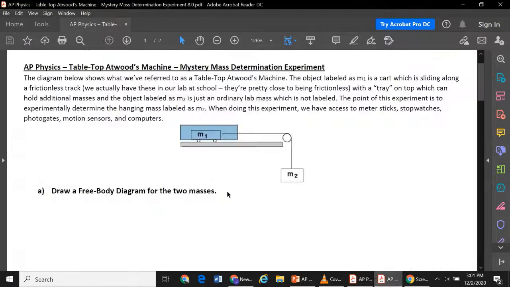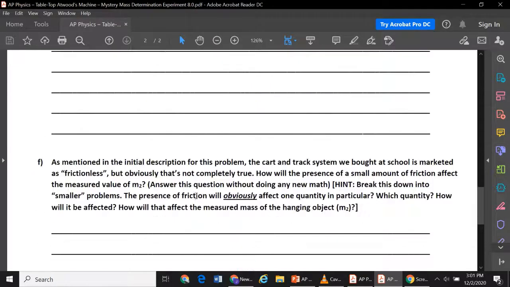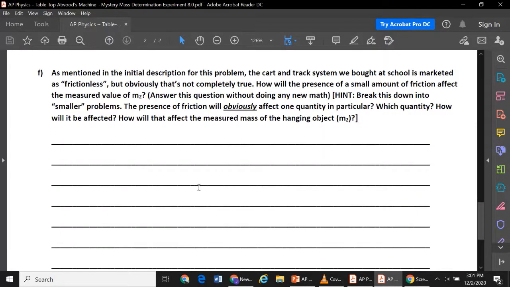Okay, so moving on here to part F, this is the part that's a little tricky. It says here, as mentioned in the initial description for this problem, the cart and track system we bought at school is marketed as "frictionless." But obviously that's not completely true. There is a little bit of friction. And so the big question here is, how will the presence of a small amount of friction affect the measured value of M2? And it says here, answer this question without doing any math.